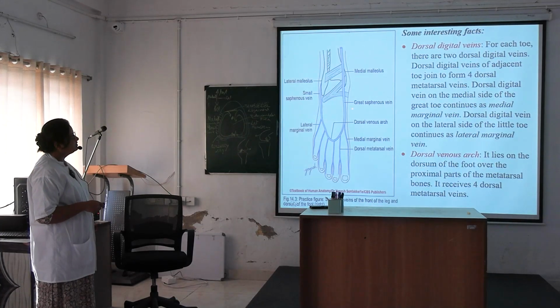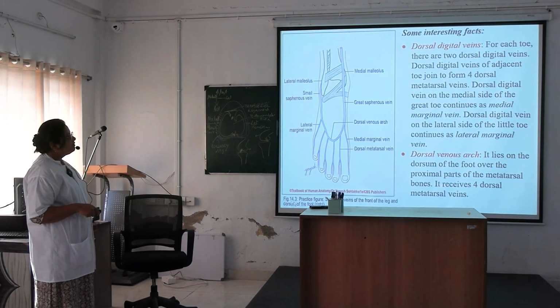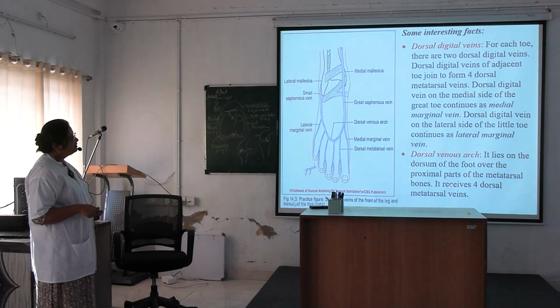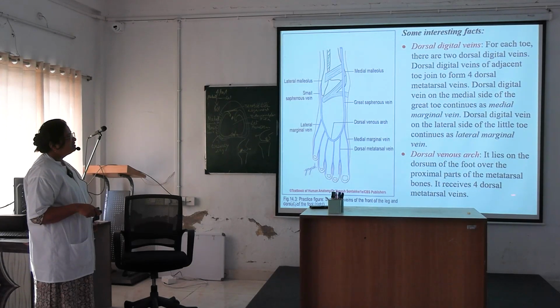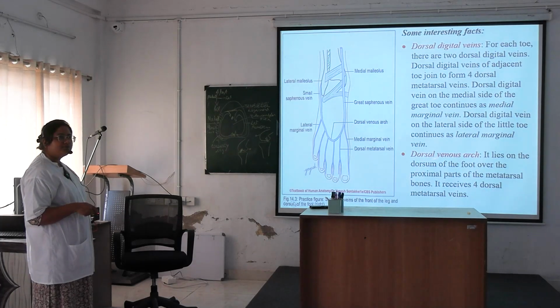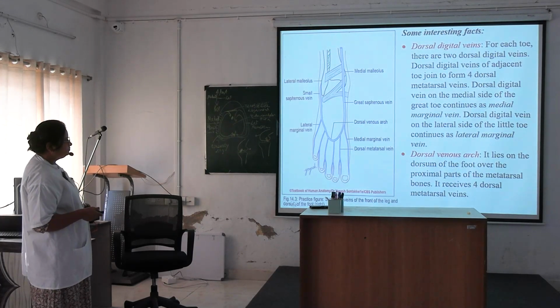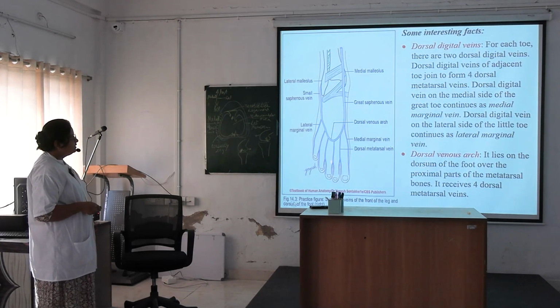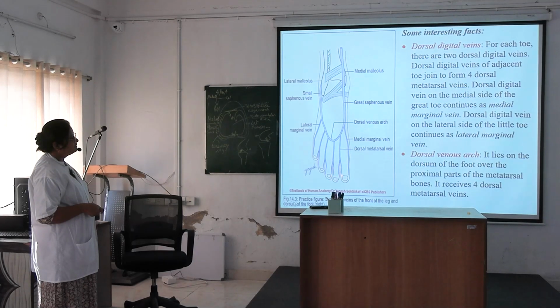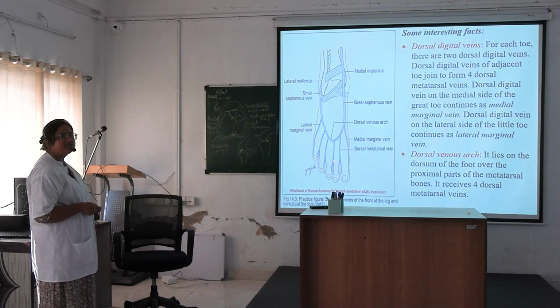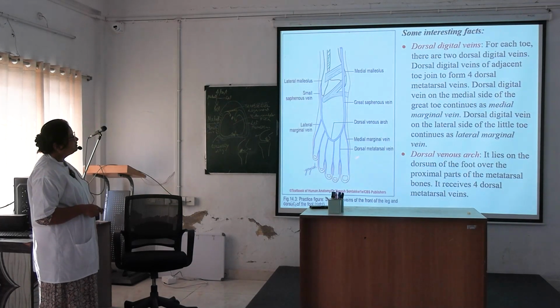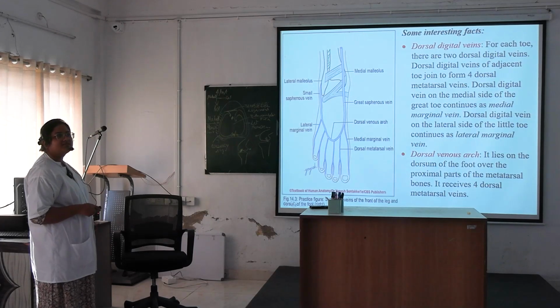This is the dorsal venous arch. It lies on the dorsum of the foot over the proximal parts of the metatarsal bones and receives 4 dorsal metatarsal veins. Okay, understood? These small veins are the dorsal digital veins. They join to form the dorsal metatarsal veins. Okay, understood?